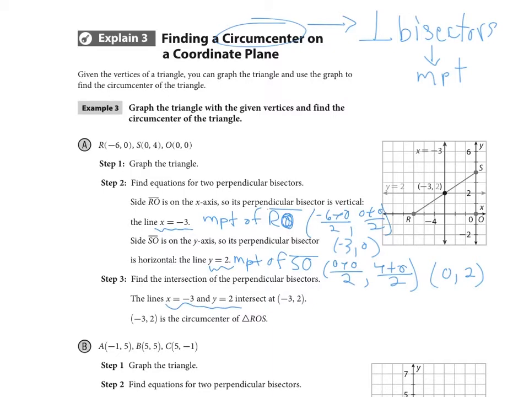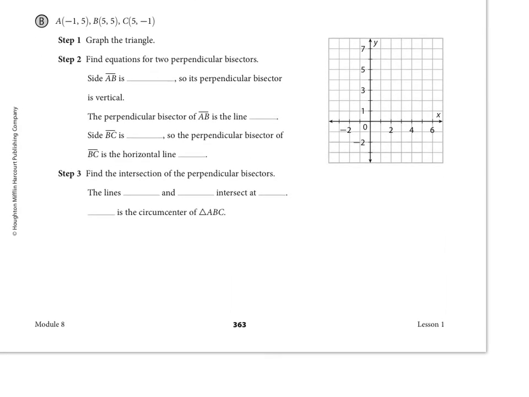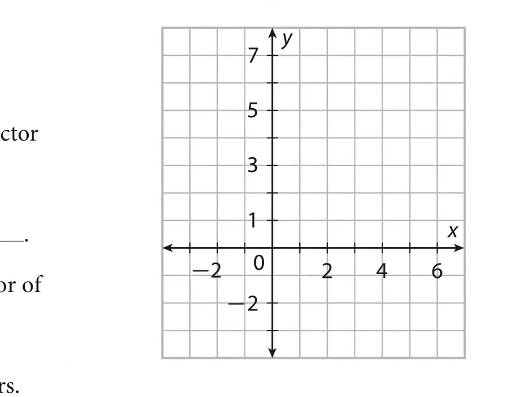Now let's look at part B. Just another one to fill in as we go here. We've got a new set of points, so we want to have a new graph. Let's graph the points negative 1, 5 for A. And I'm going to zoom in here so it's a little easier to graph, and then we will come back out to fill-ins. All right, so we have the points negative 1, 5 for A. We have B is 5, 5. And we have C is 5, negative 1. Okay, so we're going to draw that triangle in here.